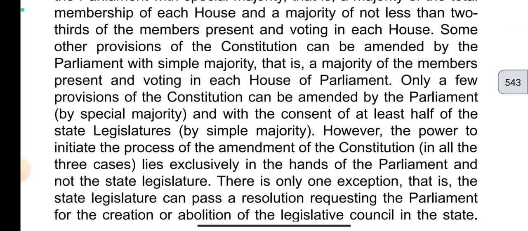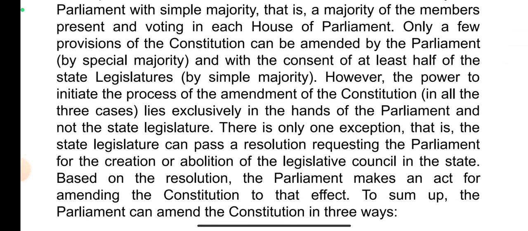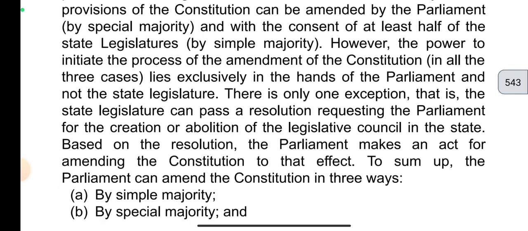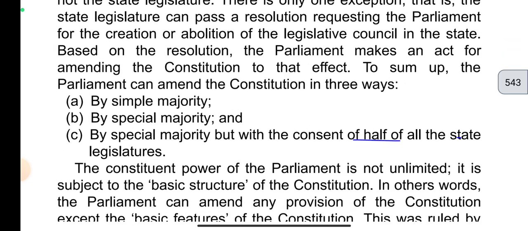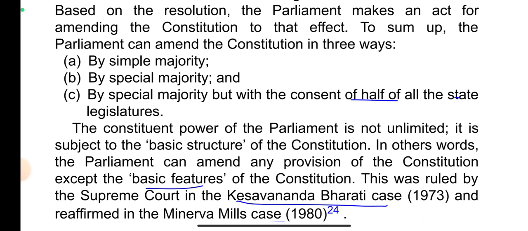Only a few provisions of the Constitution can be amended by the Parliament by special majority and with the consent of at least half of the state legislatures by simple majority. However, the power to initiate the process of the amendment of the Constitution in all the three cases lies exclusively in the hands of the Parliament and not the state legislature. There is only one exception, that is, the state legislature can pass a resolution requesting the Parliament for the creation or abolition of the Legislative Council in the state. Based on the resolution, the Parliament makes an act for amending the Constitution to that effect. To sum up, the Parliament can amend the Constitution in three ways: by simple majority, by special majority, and by special majority with the consent of half of the state legislatures.